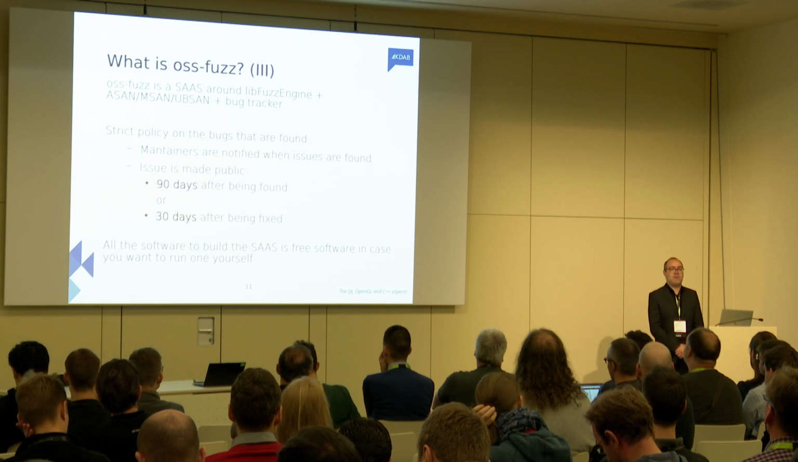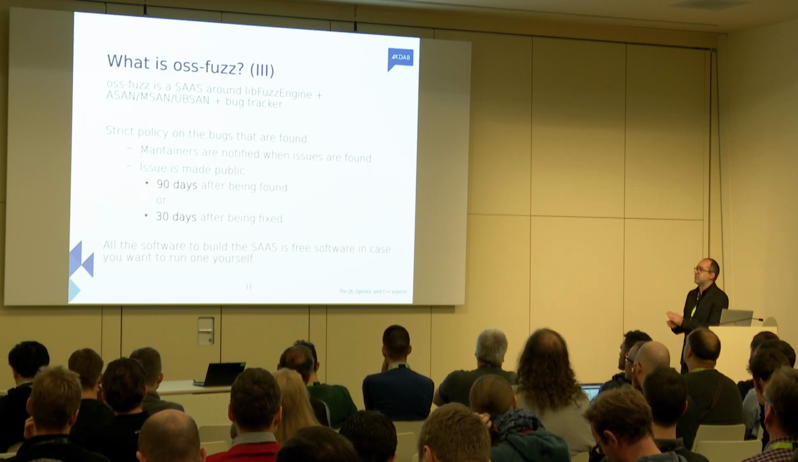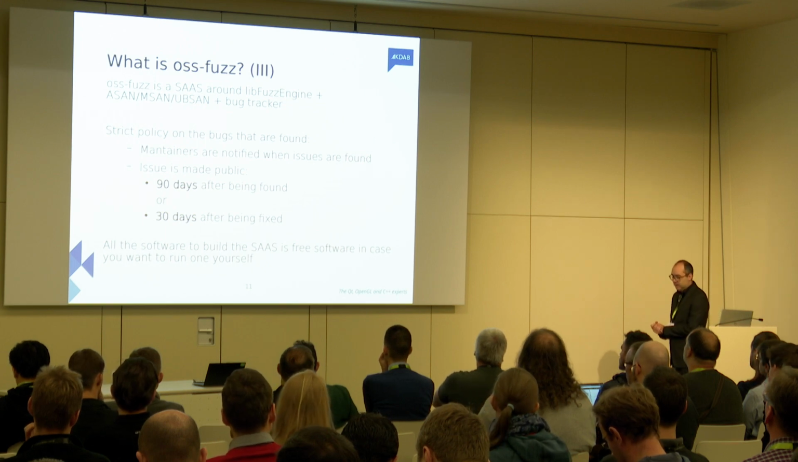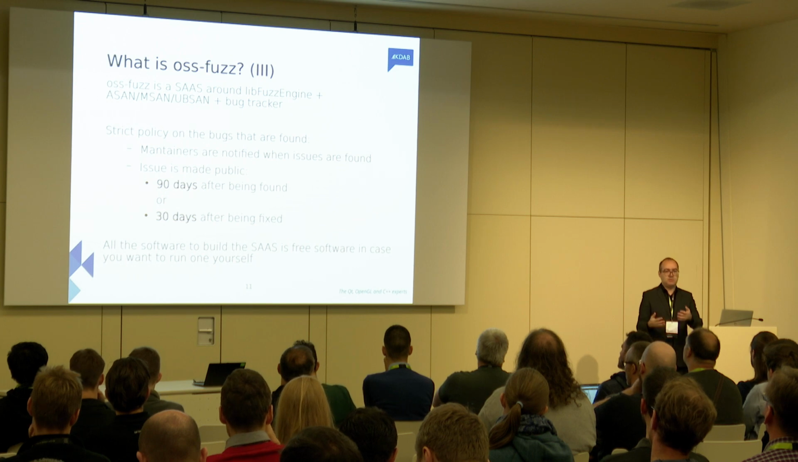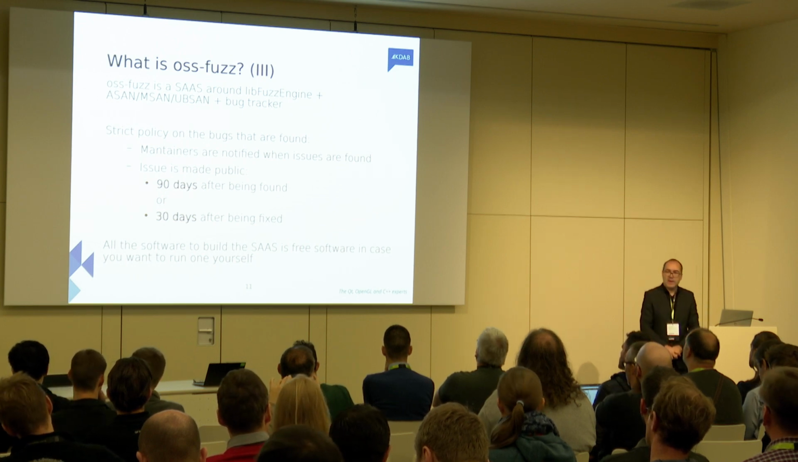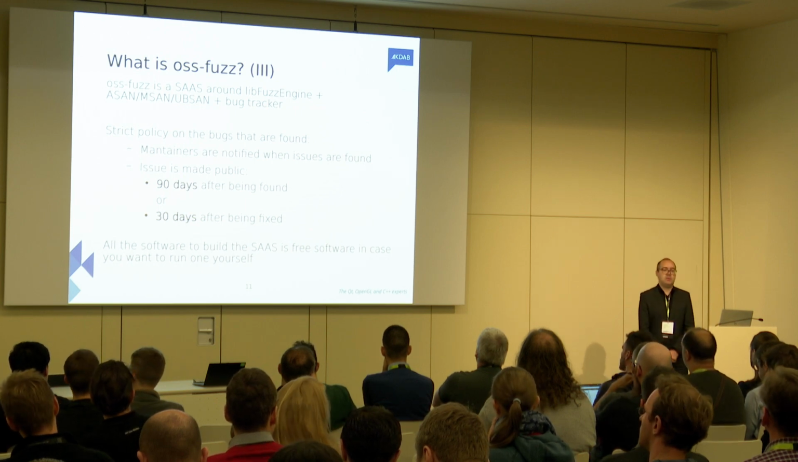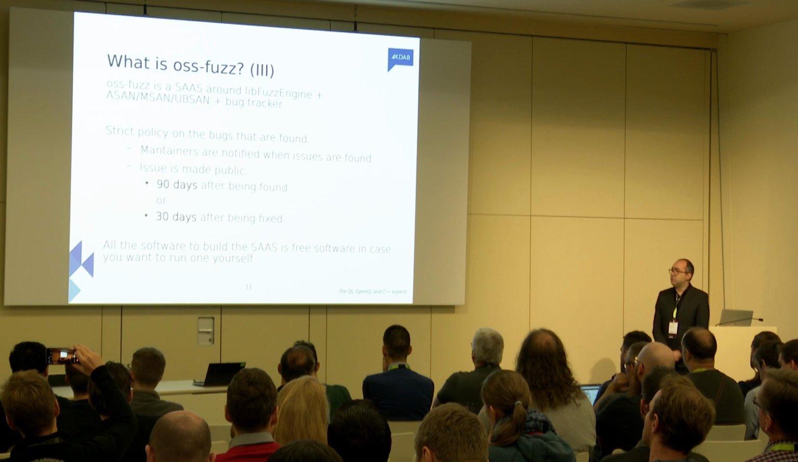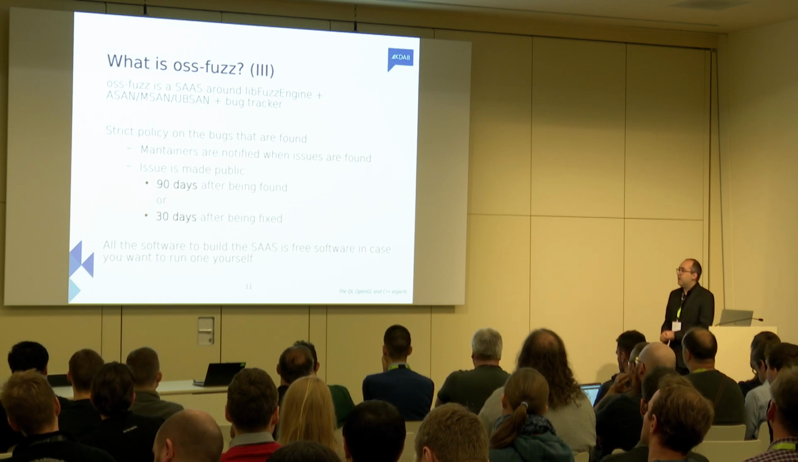I found this bug, you have 1 week to fix it, right? It's not that bad, right? You have 3 months to fix it, right? So when it finds a bug, it will send you an email and say, yep, this crashed, or this had an infinite loop, or whatever. You have 90 days to fix it. If you don't, we will make it public anyway, right? If you do fix it earlier, it gets published a bit earlier, right?